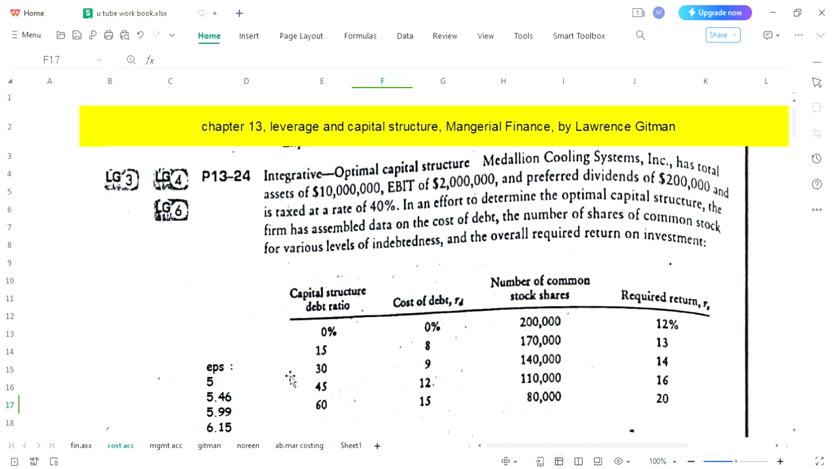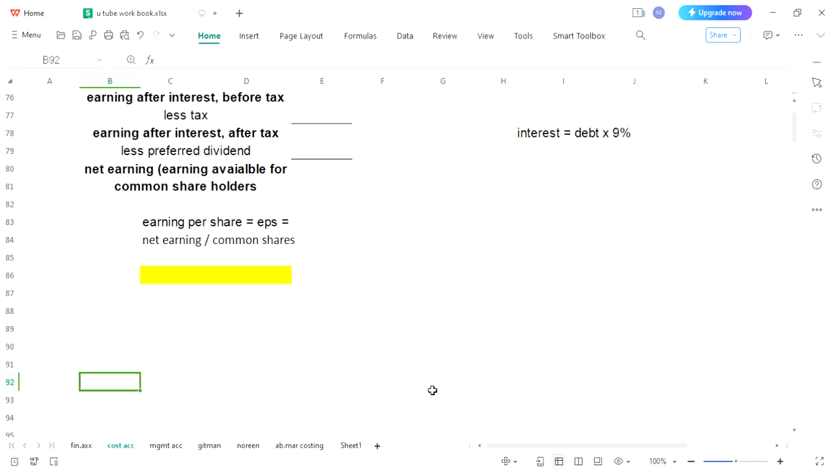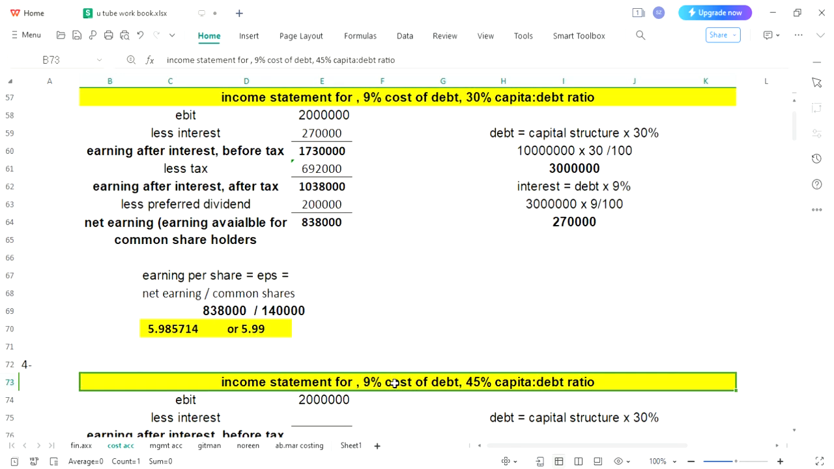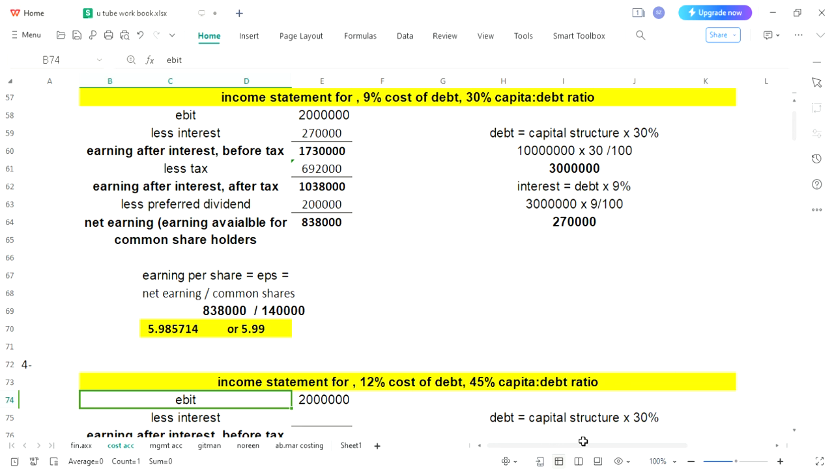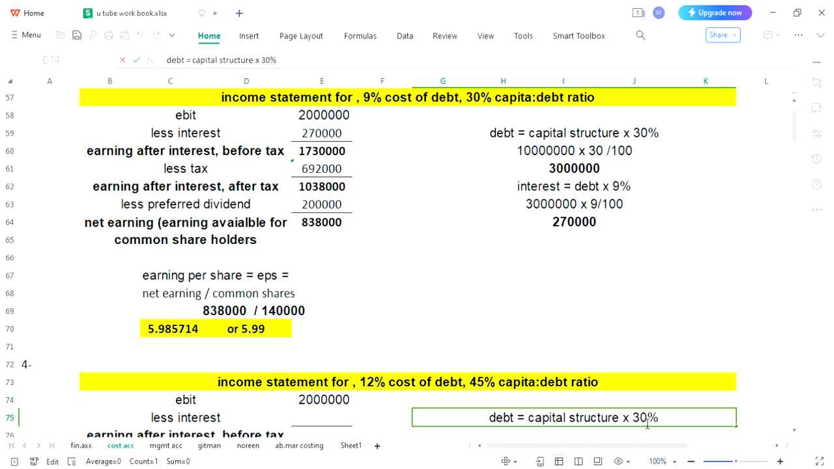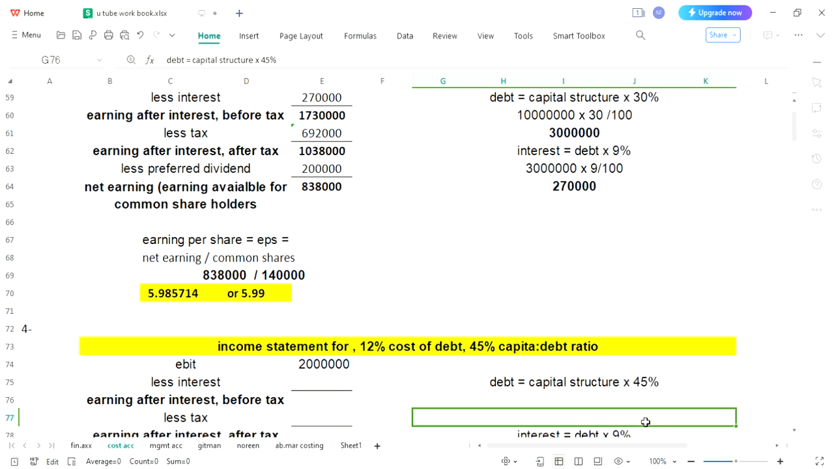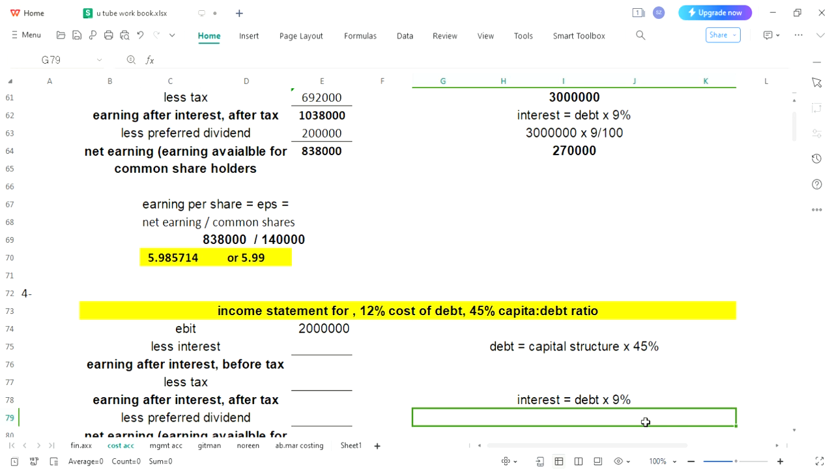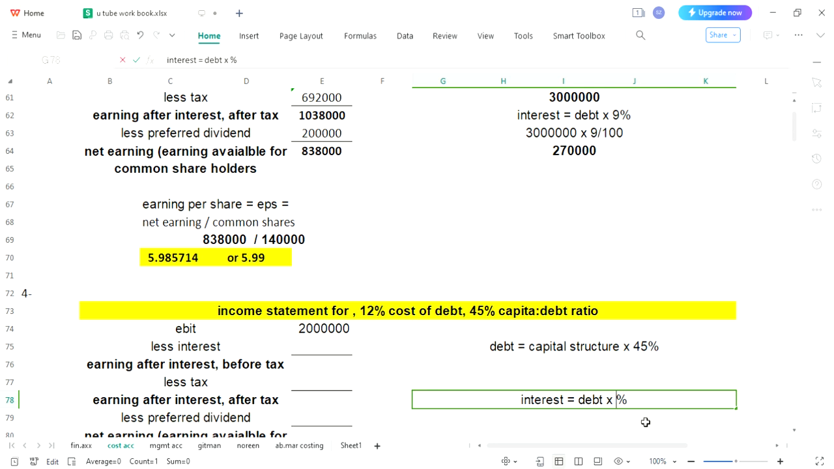We have the fourth part, 1, 2, 3, 4. 45% is the capital structure. Cost of debt is 12%. So here cost of debt would be changed to 12%. Let's change these statements as well. So capital structure and debt ratio was 45%, and cost of debt is also changed from 9% to 12%.